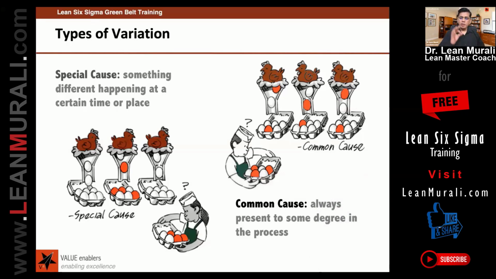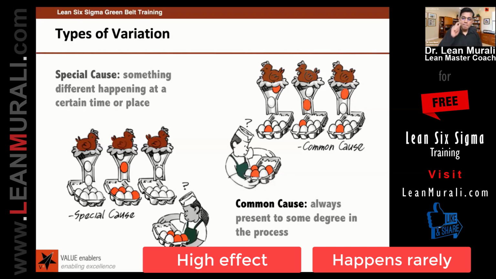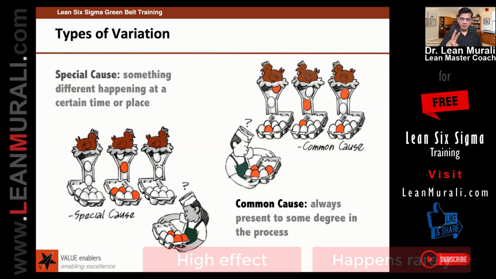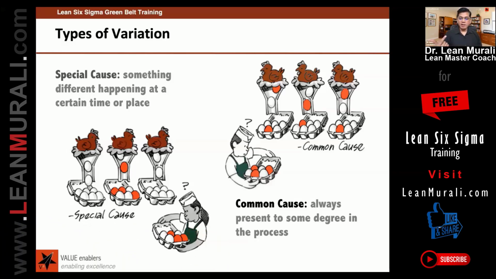Okay. So the point that I'm trying to drive here is special cause means it doesn't happen frequently. It happens rarely. And the effect will be high. So second point, special cause means it will happen rarely and the impact will be high. We have identified a special cause, which is a flat tire. The impact will be high because till you change the tire, you cannot reach the factory. It might be delayed by 30 minutes or so. Okay. So high impact, rarely happens in a special cause.